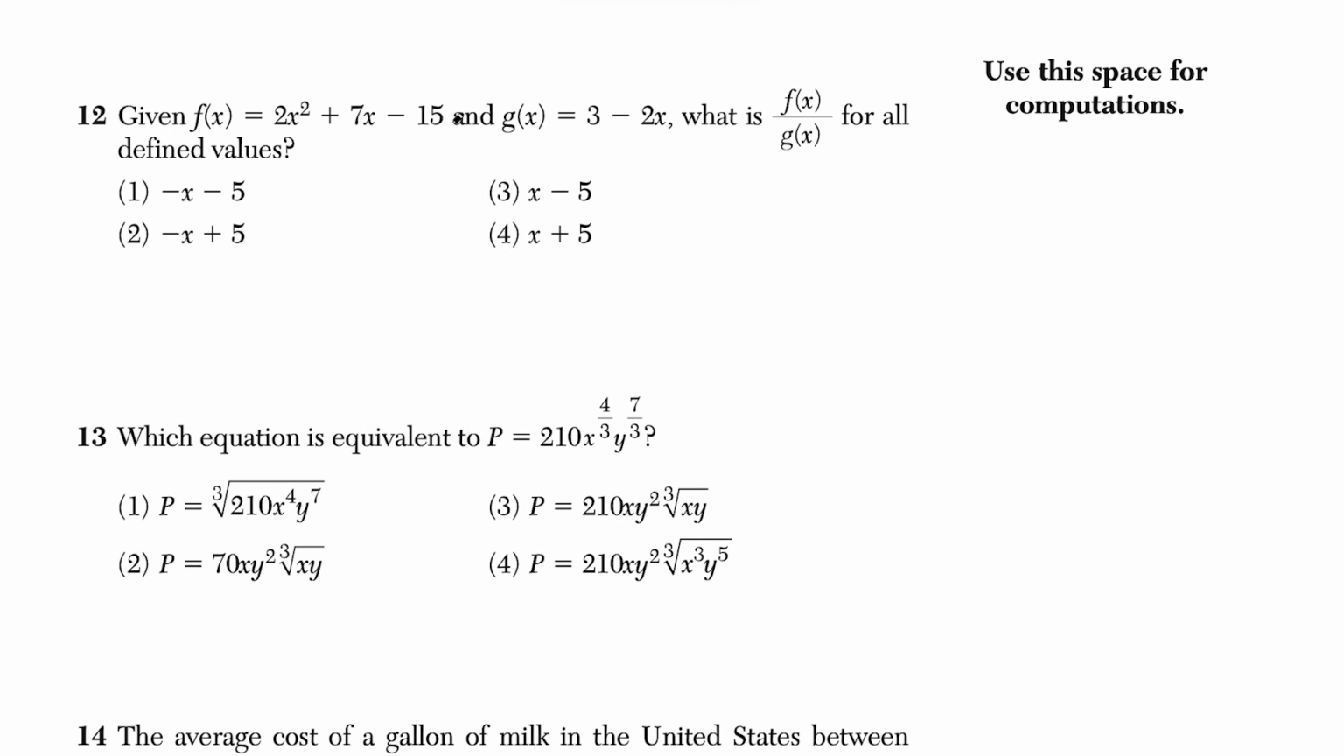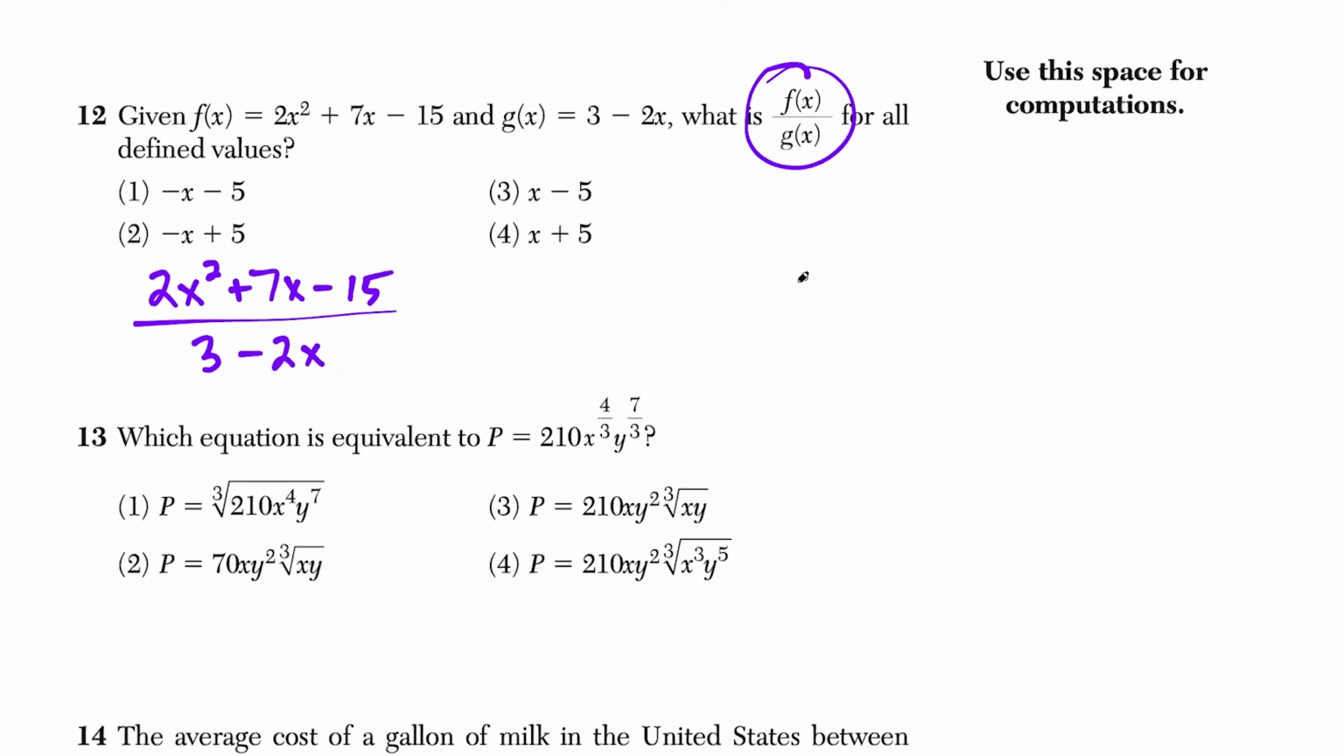Question 12, we have these two functions here, and we want to know what is f of x over g of x for all defined values. So for this one, we could just take 2x squared plus 7x minus 15, that's f of x, and we're going to divide it by g of x, which is 3 minus 2x. Okay, so we're dividing by g of x. But over here, let's do polynomial division. We have to be careful how we write this.